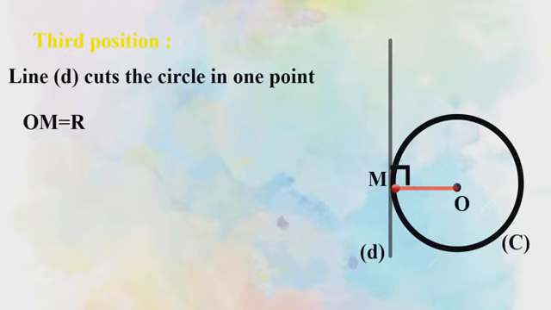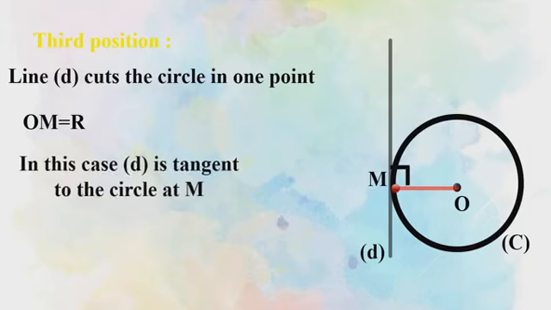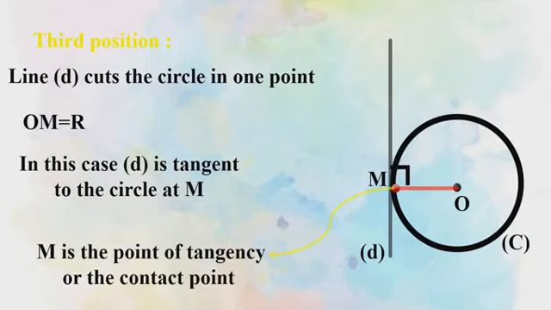And in this case, if we have this condition, we can say that D is tangent to the circle at M. So this point is called M, which is the point of tangency, or the contact point between the line and the circle.